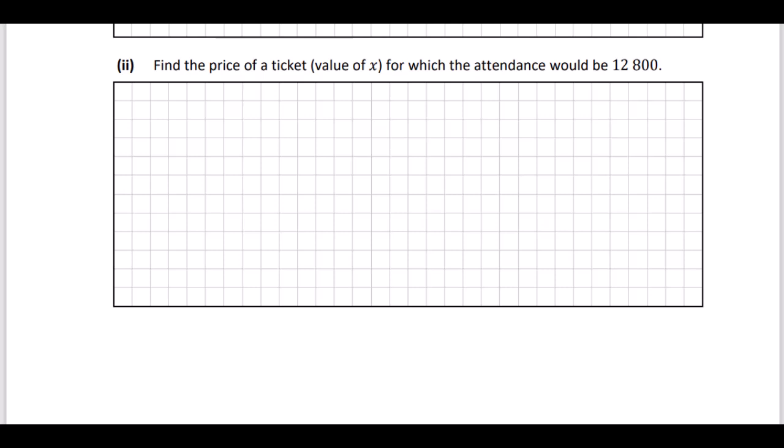Part 2, find the price of a ticket if the attendance would be 12,800.